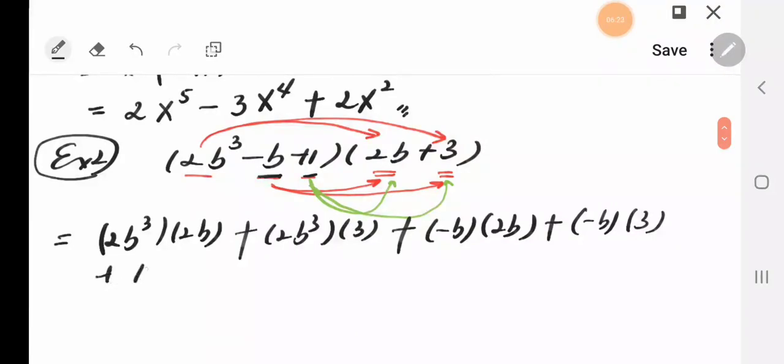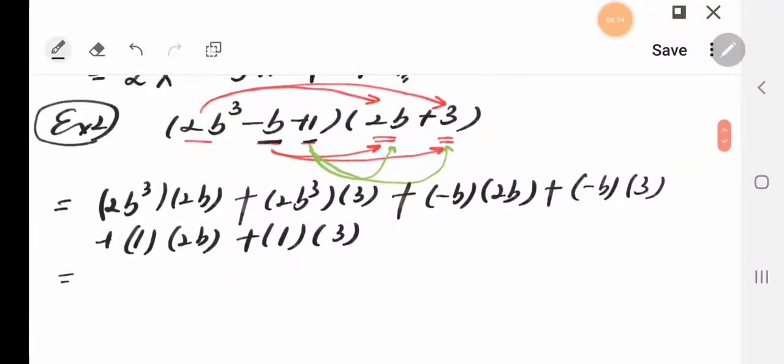Plus 1 times 2b is still the same, plus 1 times 3. And then simplify each term. For the first term, 2 times 2 is 4. B cubed times b is b to the 4th power. Plus 2 times 3 is 6.